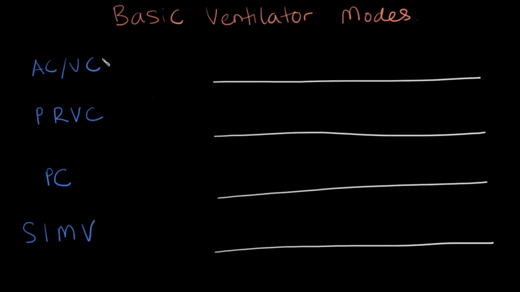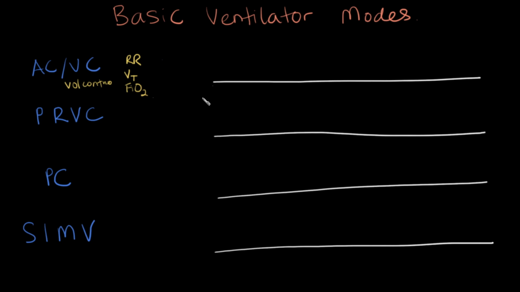Starting with the first mode we're going to be talking about, assist control, volume control. On the first four modes here on the screen, one of the most important things is setting the rate. With all of these modes, we're going to start by setting the rate. The other thing with volume control, as it suggests, is we want to set the volume. The tidal volume here is abbreviated to VT. So we set the respiratory rate and we set the tidal volume, in addition to things like the FiO2.